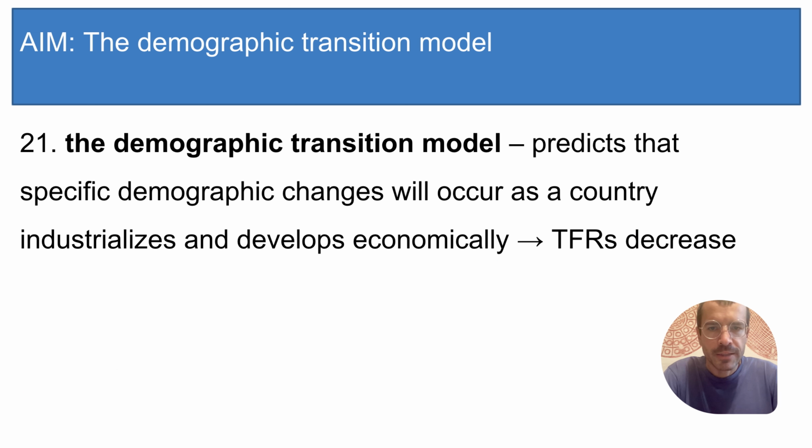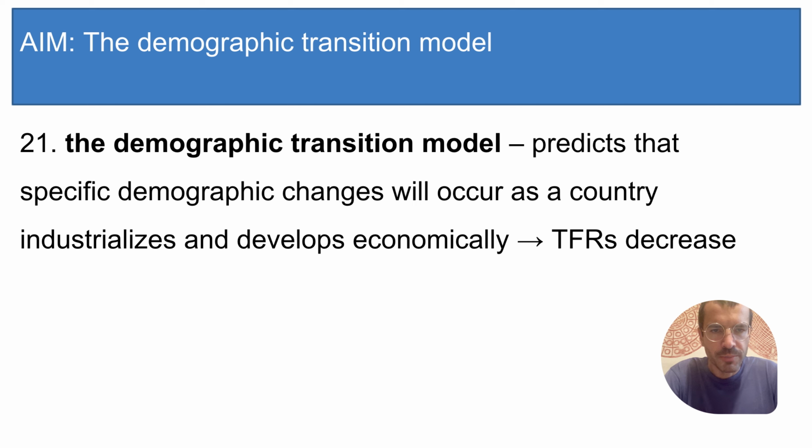And the model that we're going to look at today is called the demographic transition model. Out of all the models that we're going to look at this year, the demographic transition model is the one that I find the most incredible. The demographic transition model, or DTM, predicts that populations will undergo specific demographic changes, that means changes related to their population, as they industrialize and develop economically.